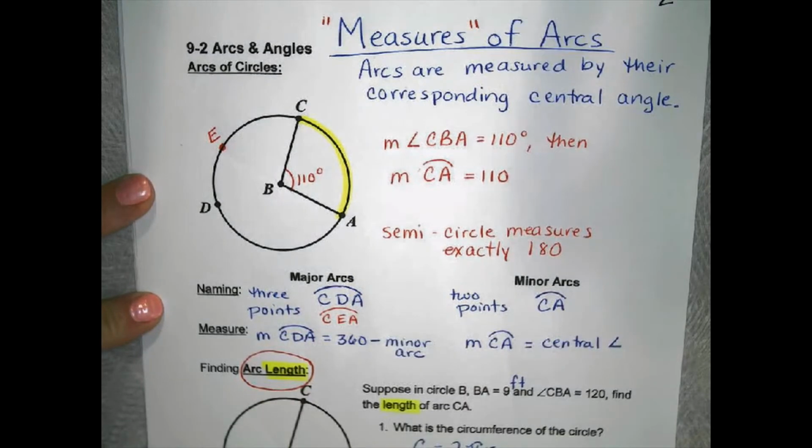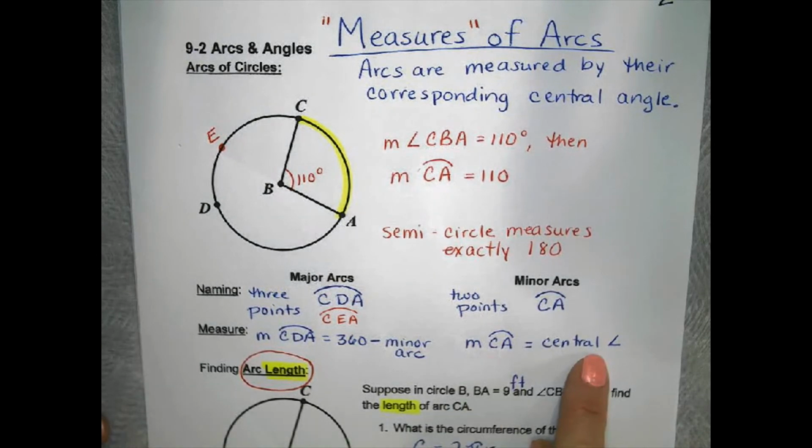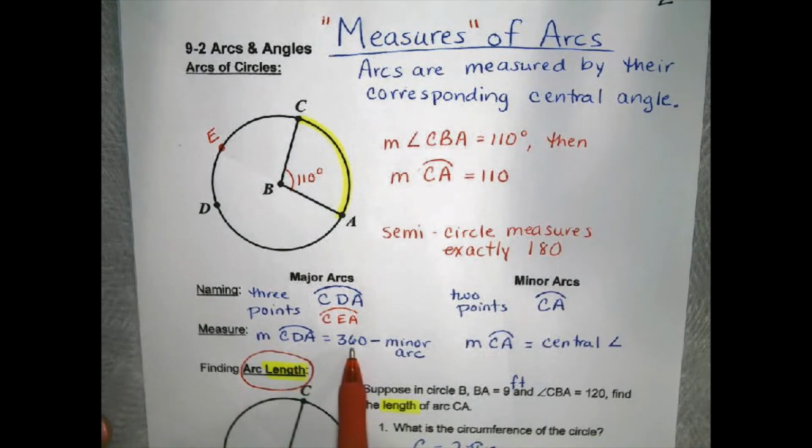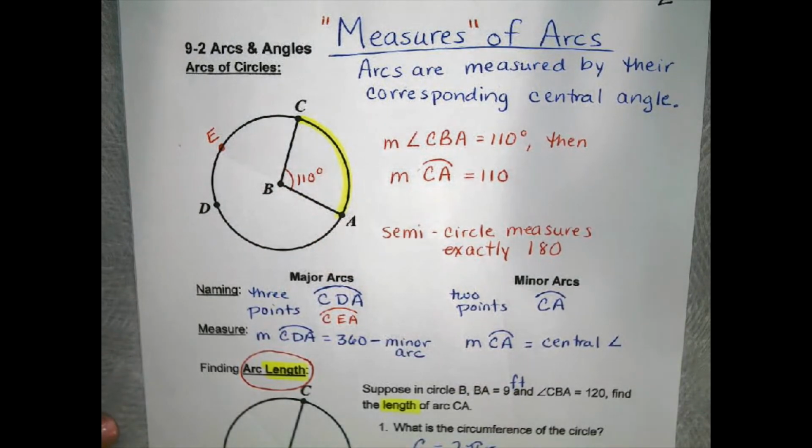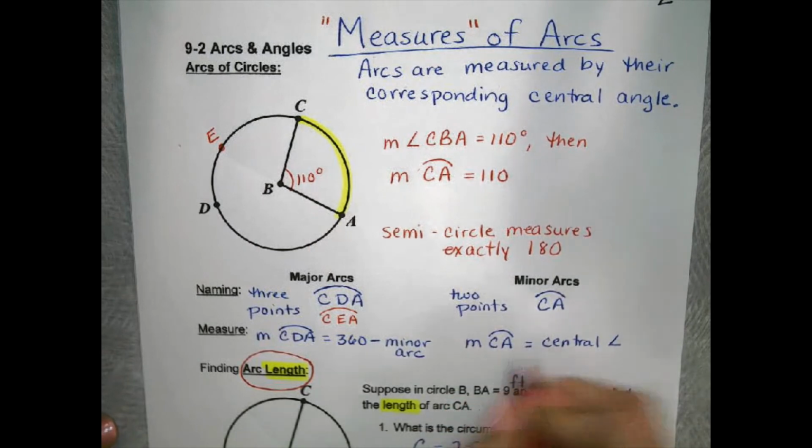In order to determine the measure of an arc, as we said, the measure of the arc equals the central angle. So if it's a minor arc, I simply have to calculate that central angle. If it's a major arc, I take 360 degrees, which would be the total number of degrees in a circle, and I subtract the minor arc. So in this particular case, if I have a minor arc of 110, the measure of this arc CA equals the central angle. In this example, it would measure 110 degrees.